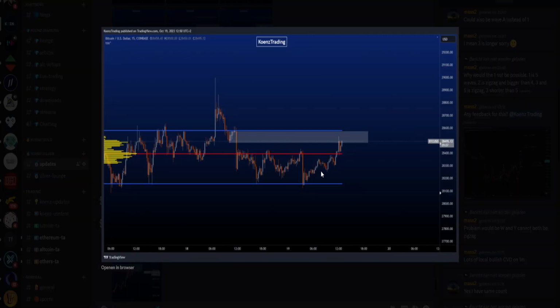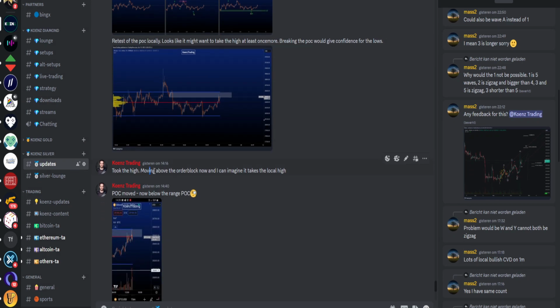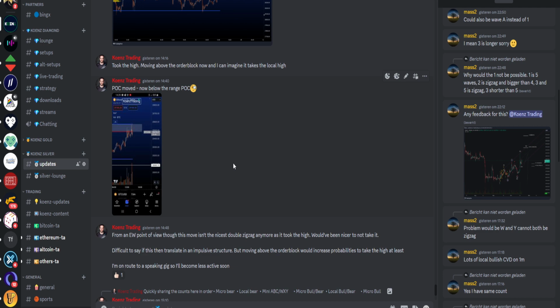So over here, price was moving towards the upside, taking the point of control, coming back, retesting the point of control, while above we had the order block. And because of what we saw locally, the probabilities increased to take the little high locally. It took the high, moving above the order block, and I can imagine it will take the local high.